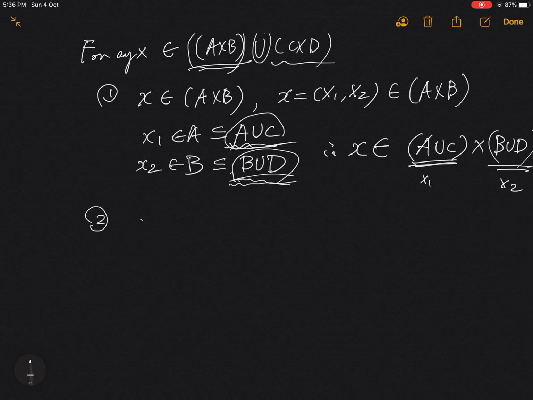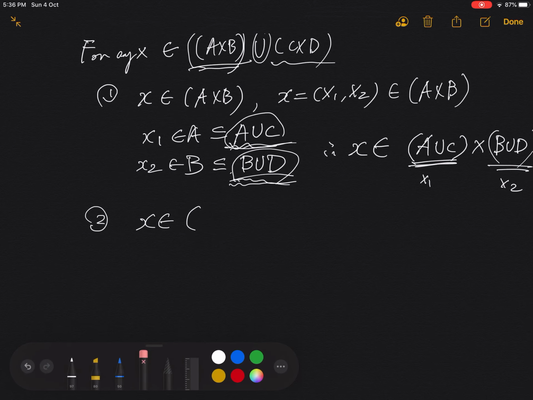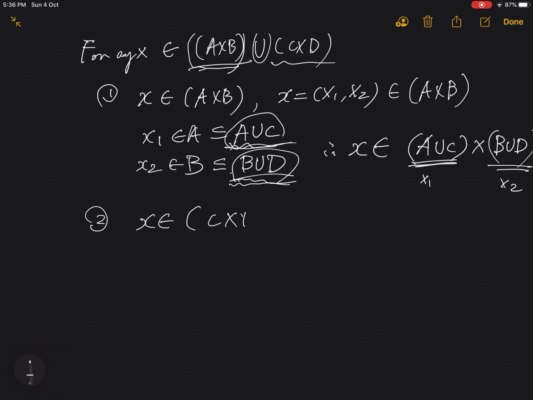For the case X is in set, X is in set, the Cartesian product of C and D is almost the same procedure. So we can have the statement proved. So the question is, does the equality hold? First we can just take some example to check whether the equality holds or not.